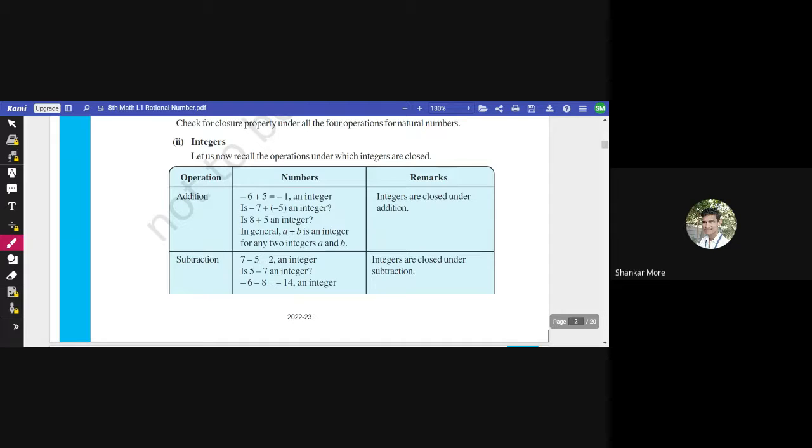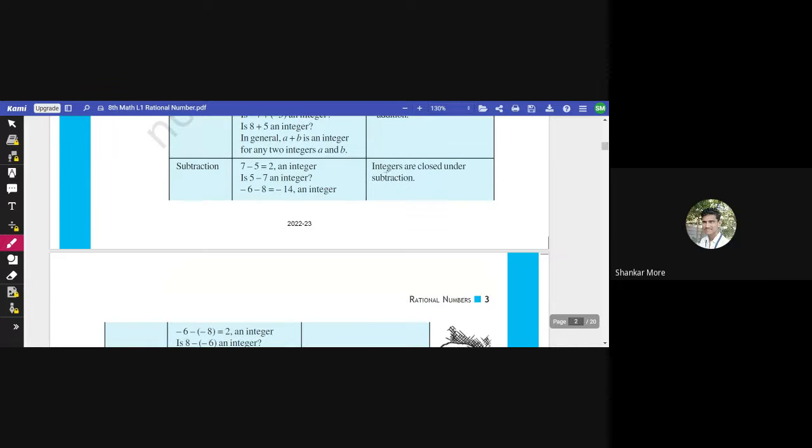integers, subtract them, and check the result. So you can see integers are closed under subtraction. Whole numbers or natural numbers were not closed under subtraction, were they? Were whole numbers or natural numbers closed under subtraction? No, they were not. But integers are.